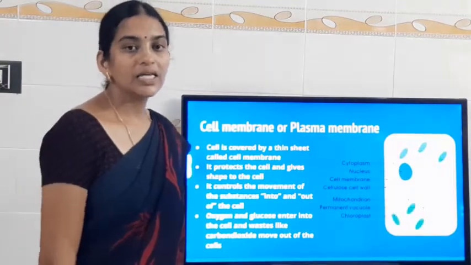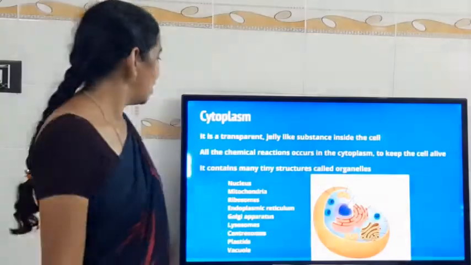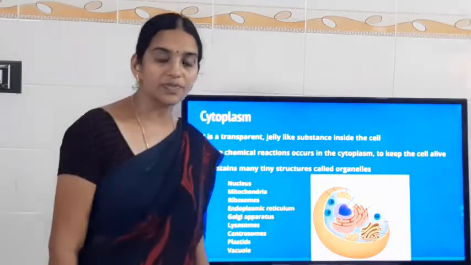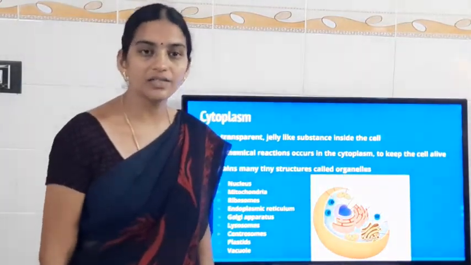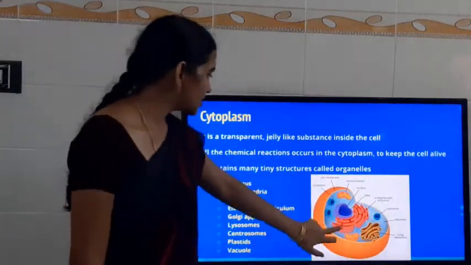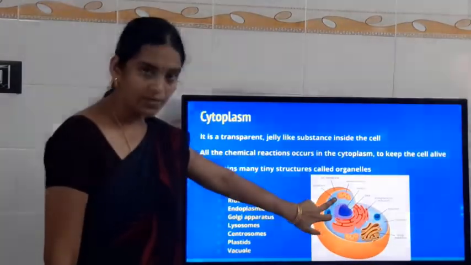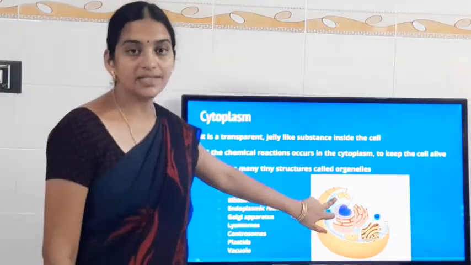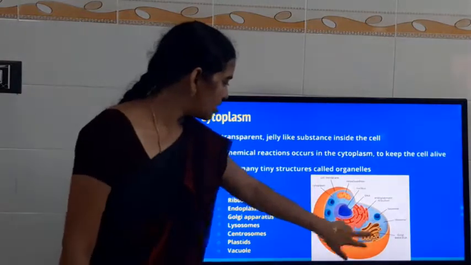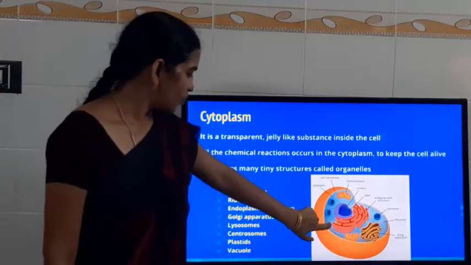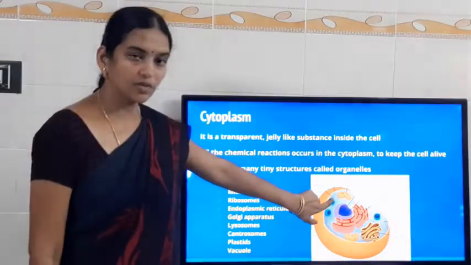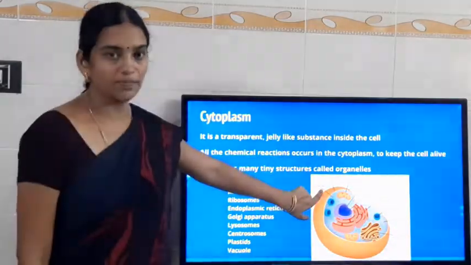And the next one is cytoplasm. This cytoplasm is a transparent and jelly-like substance present inside the cell. And all the chemical reactions occur in this cytoplasm to keep the cell alive. So this is the total cell, and all this matter, which is jelly-like, is called cytoplasm.